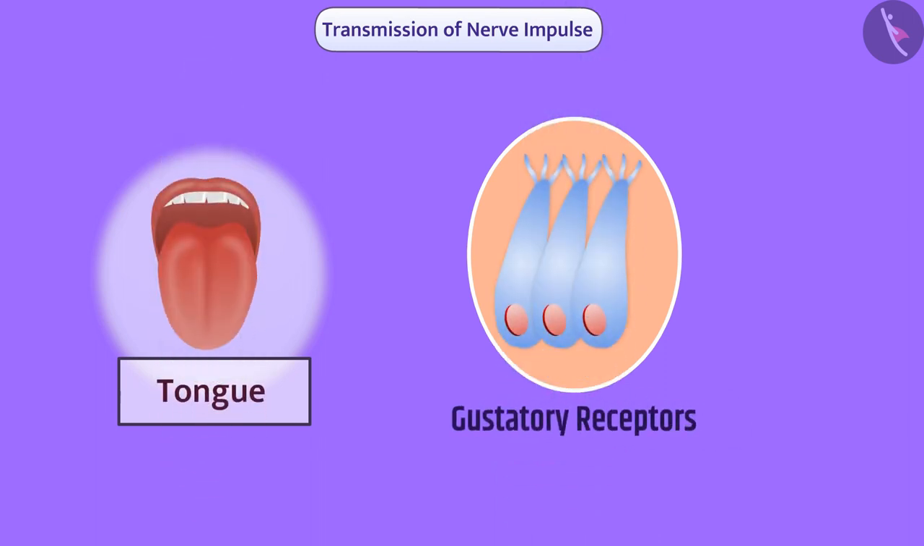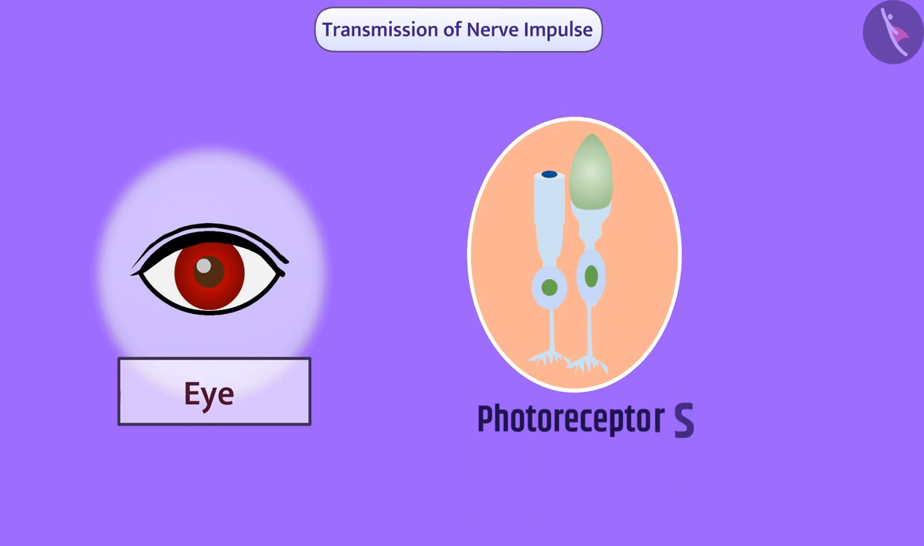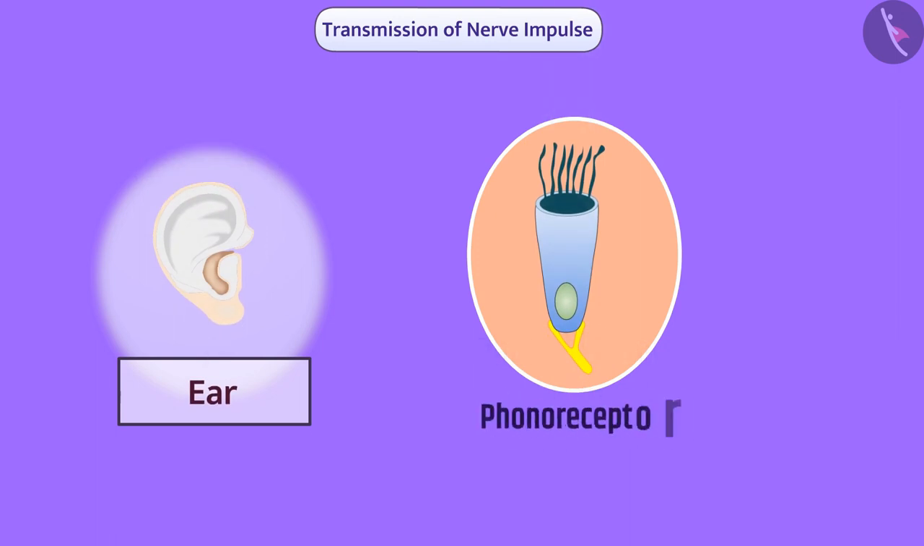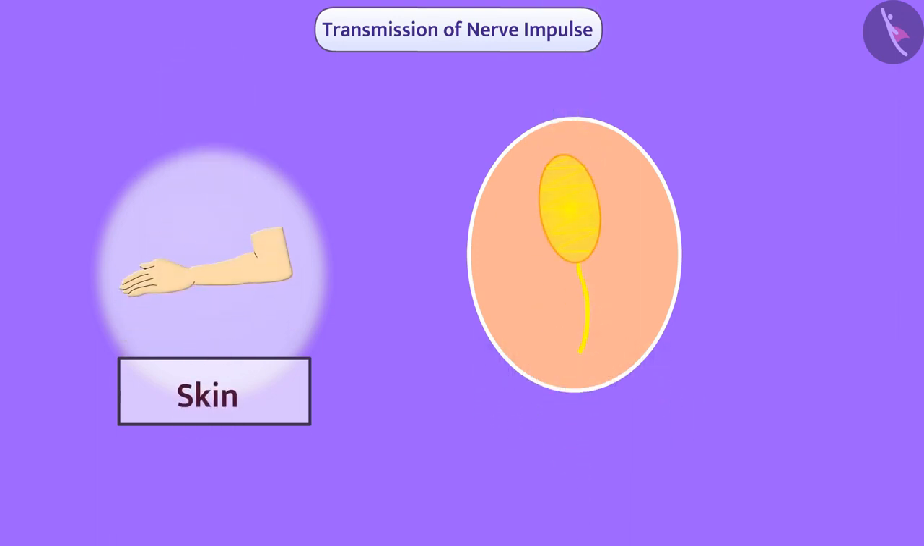Gustatory receptors present in the tongue identify taste. The photoreceptors present in the eyes identify light. The phonoreceptors present in the ear detect sound. And the thermoreceptors present in the skin detect temperature.